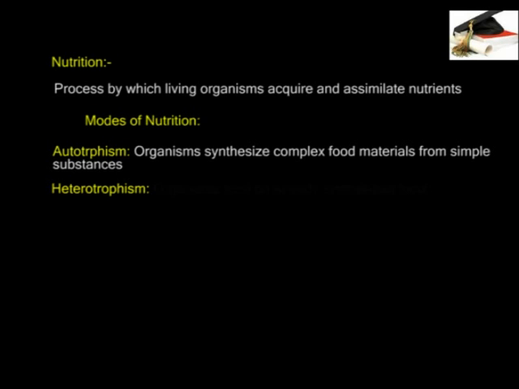Heterotrophism is a mode of nutrition that involves taking complex food materials such as carbohydrates, proteins, and fats obtained from the bodies of plants and animals. Organisms that feed on already synthesized foods are called heterotrophs.